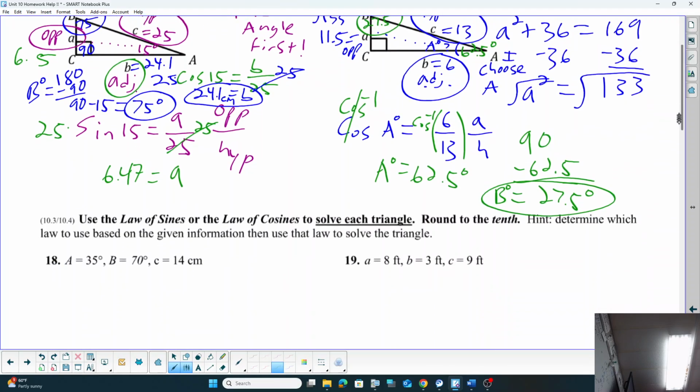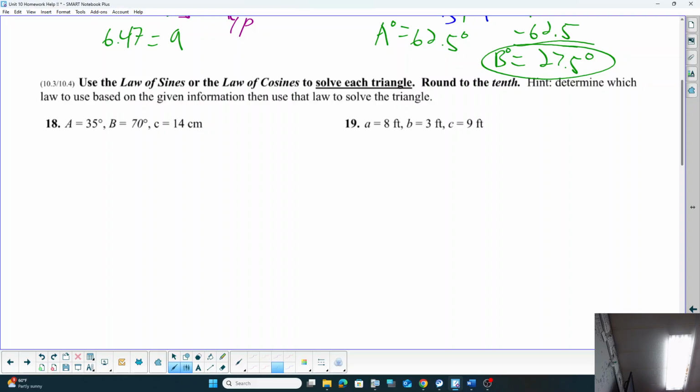Okay, cool. Now we're going to use the law of sines or cosines to solve each right triangle. So this is going to be an angle and a side. And so angle and side uses the law of sines. If it's angle, side, or angle, side, angle, anything like that, you use the law of sines.